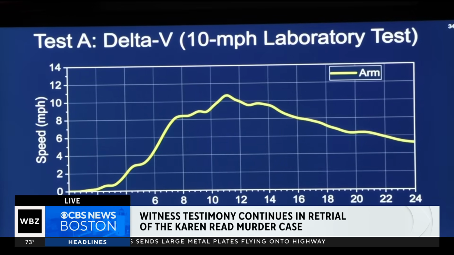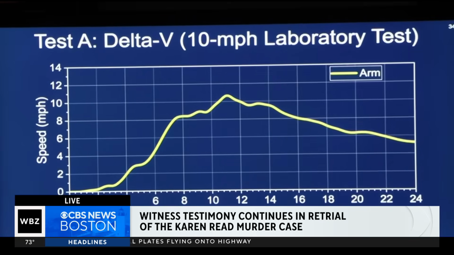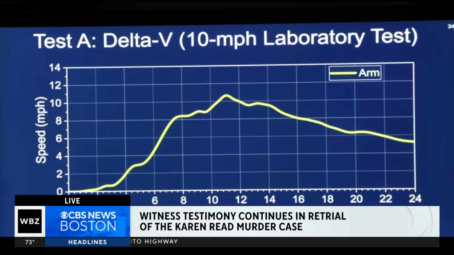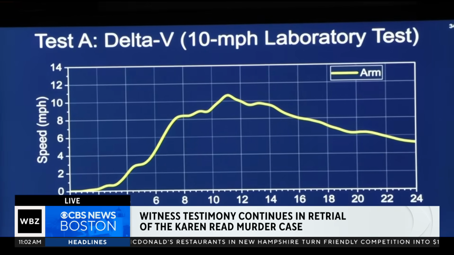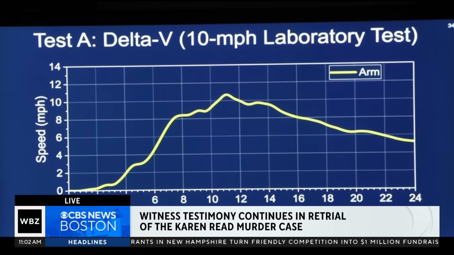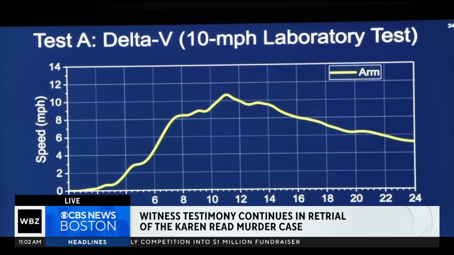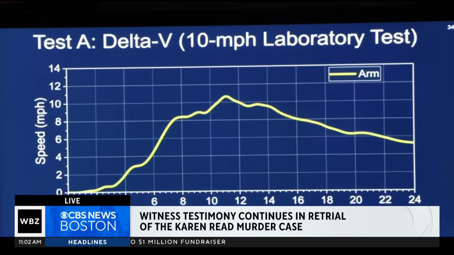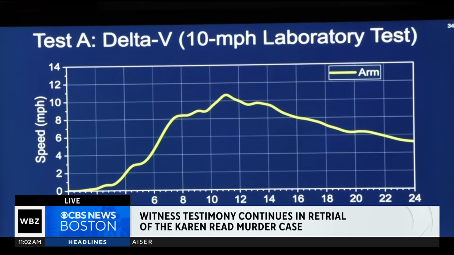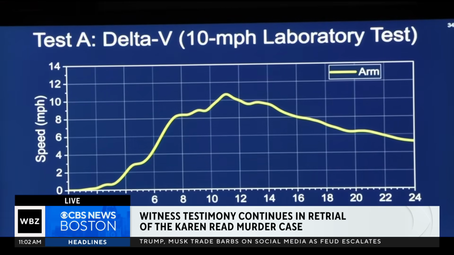131 times the force of gravity is exerted on the arm at the same time. Where does gravity play into this? What is the 131 Gs? Where's that force exerted? So that is the acceleration that the arm experienced as a result of that impact. So that's how quickly it was changing in speed. Understood.